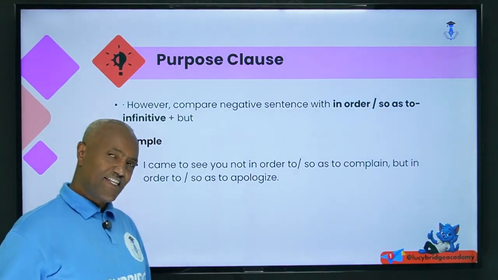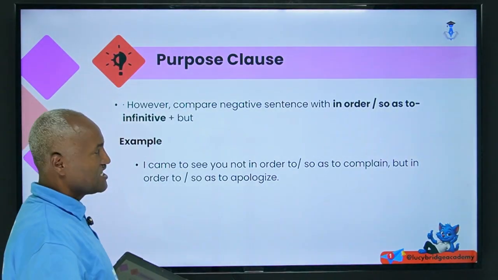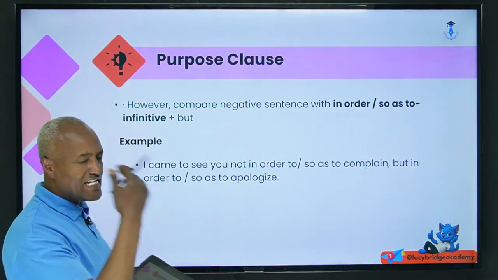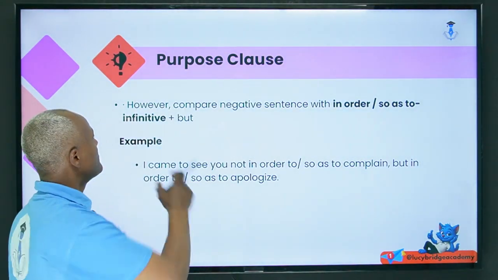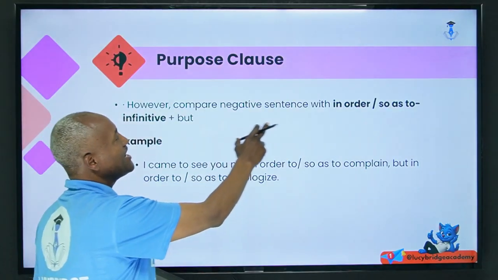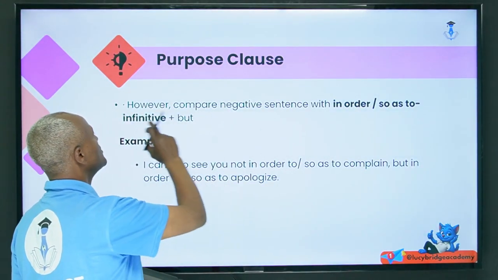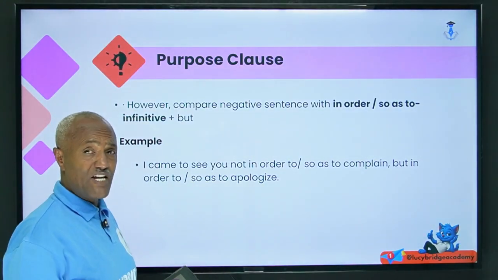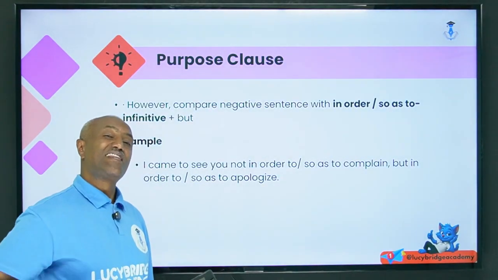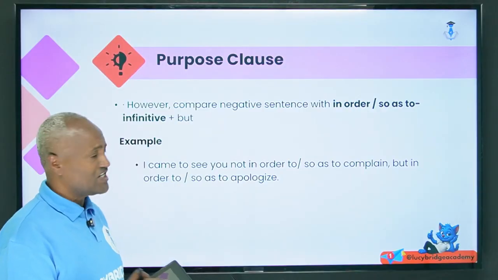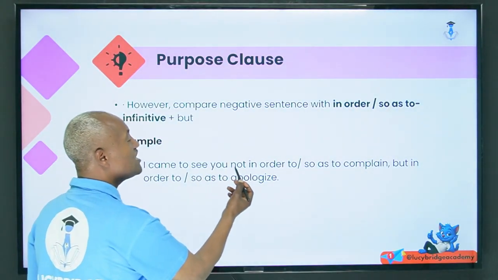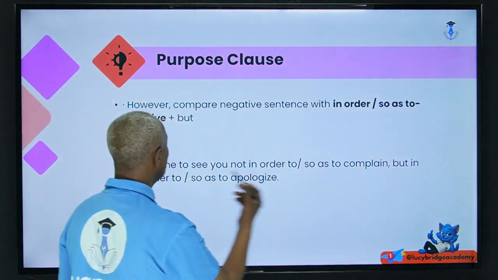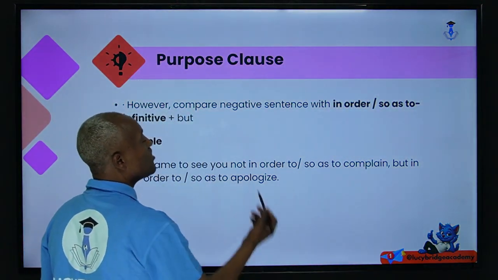The other pattern, again, this is additional for you just to have detailed knowledge about this, is for instance, compare a negative sentence with in order to, so as to, infinitive plus but. Let me give you, because it is good to be familiar with different patterns that help us to state purposes. For instance, here: I came to see you not in order to, or not so as to, complain, but in order to, or so as to, apologize.